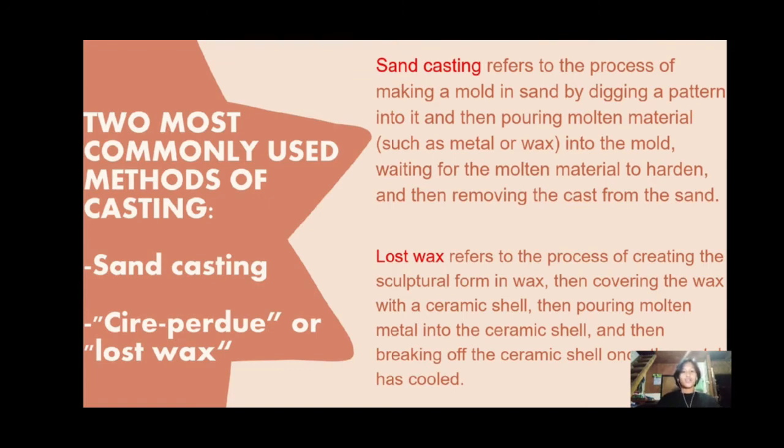Lost wax refers to the process of creating the sculpture form in wax, then covering the wax with a ceramic shell, then pouring molten metal into the ceramic shell, and then breaking off the ceramic shell once the metal has cooled. So in lost wax, the mold used is wax. Just from the word, lost wax, the mold is wax. The example is the apple in the picture I put in the PPT.